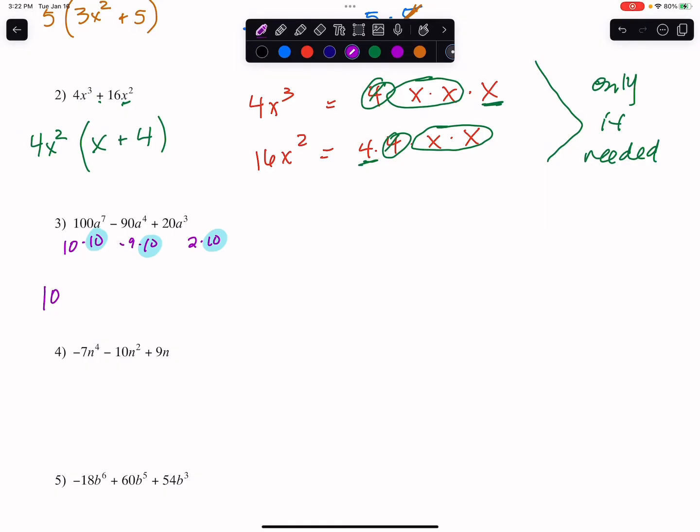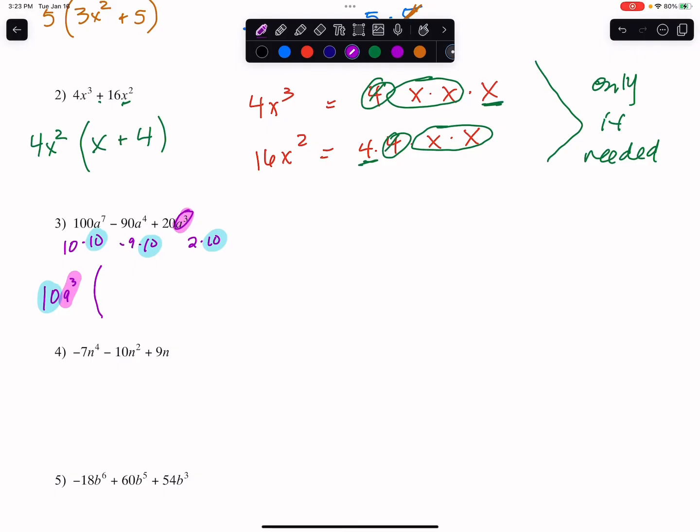And next thing is, what is the smallest exponent? The smallest exponent is 3. That comes out. So you first figure out what number they all have in common. And remember, this 10 came from that they all have a 10. And then this exponent right here, this came from the fact that this is the smallest one. Okay?